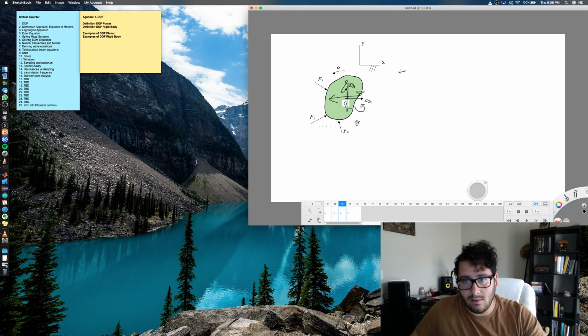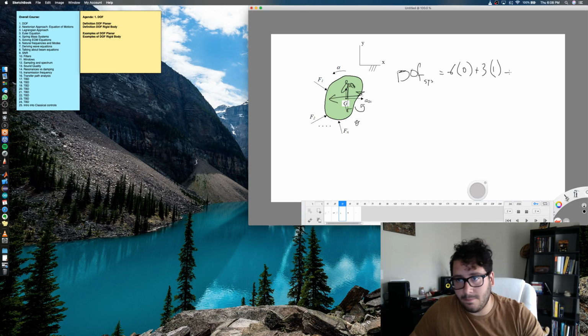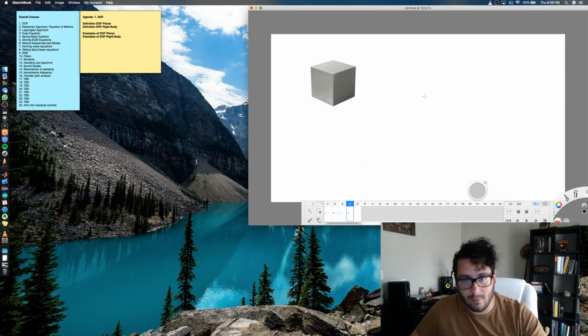So when I write my degree of freedom here of the system, it is going to equal 6 times how many rigid bodies, in this case there isn't. Planar bodies, I have one planar body. Is there any constraint? No, there is no constraint. So my total degree of freedom is 3. Awesome. Moving forward, another example.